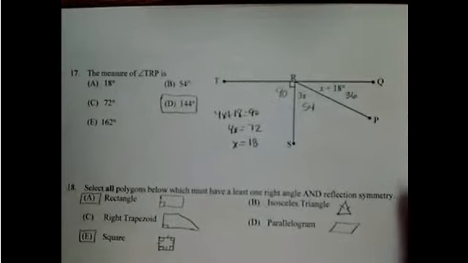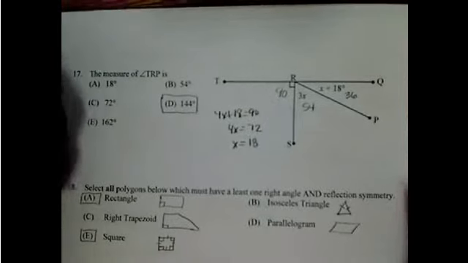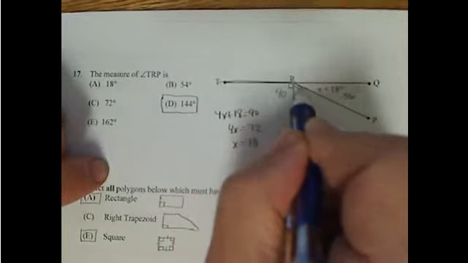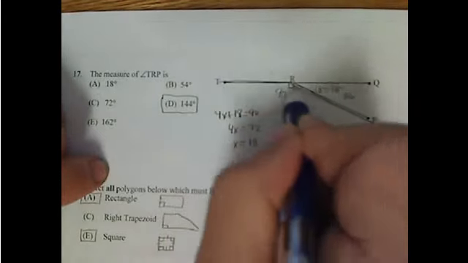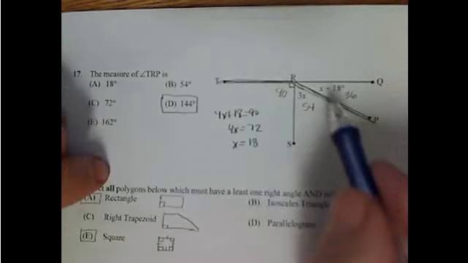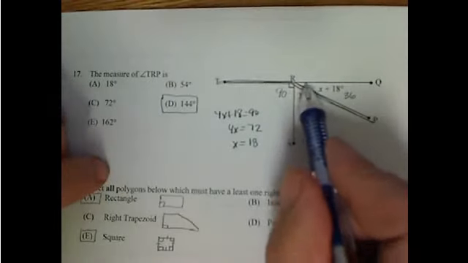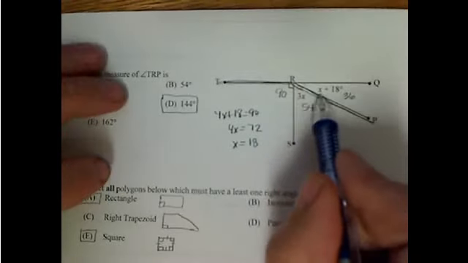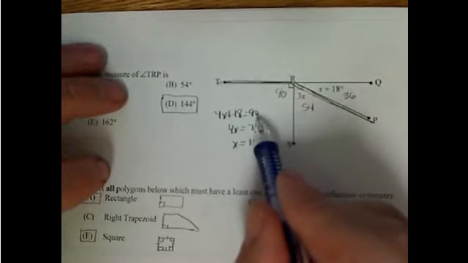Okay, this one, we're looking at the measure for angle TRP. Angle TRP is this angle that's right here. So I got to put both those two angles together. Well, one thing I can see, if this is a right angle, then these two have to add up to 90. So 3x plus x is 4x plus 18 equals 90.